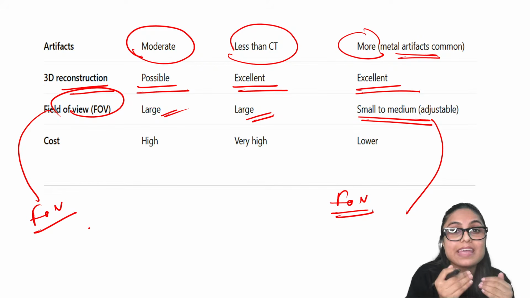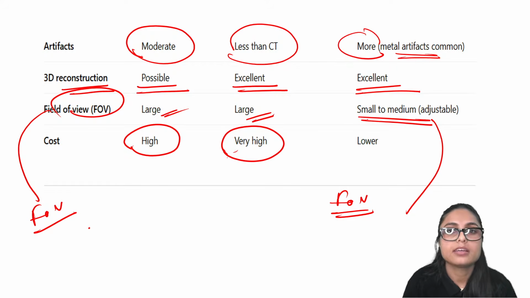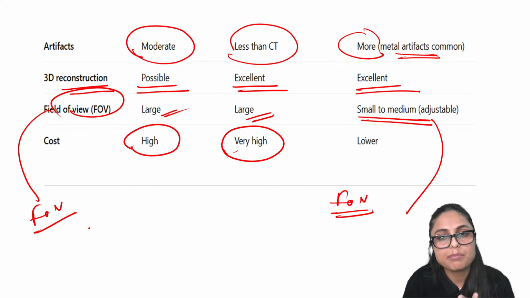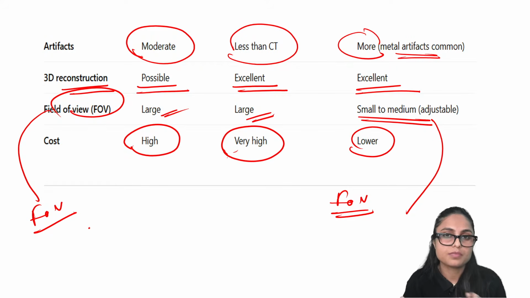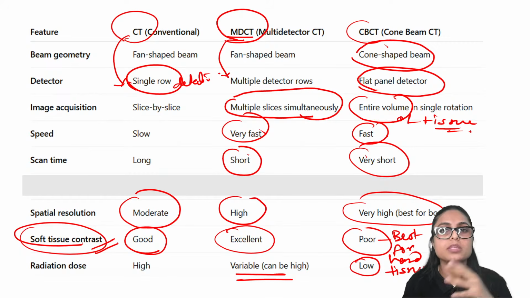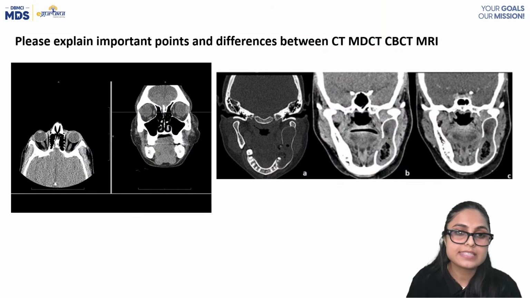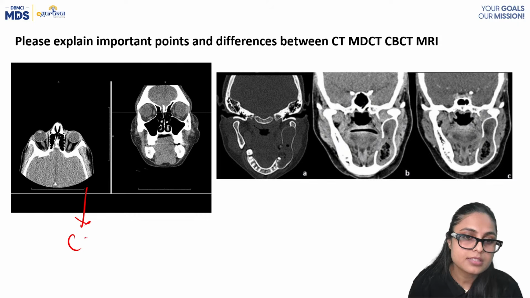Talking about the cost, CT scan is high, MDCT is very high, and CBCT is lower cost as compared to CT and MDCT. So CT and MDCT are expensive. All right, now if I show you the pictures or the slices of CT and MDCT, this is a CT slice.